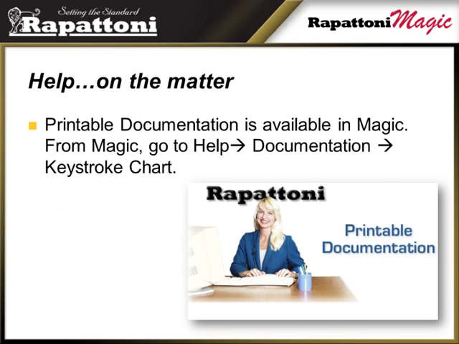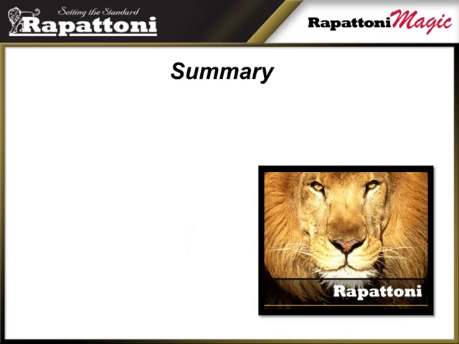You can find printable documentation on this matter in Magic by going to Help, Documentation, and looking for the menu item that's called Keystroke Chart. Once you open that up, you can print it out for easy reference. You can find all these combinations there.